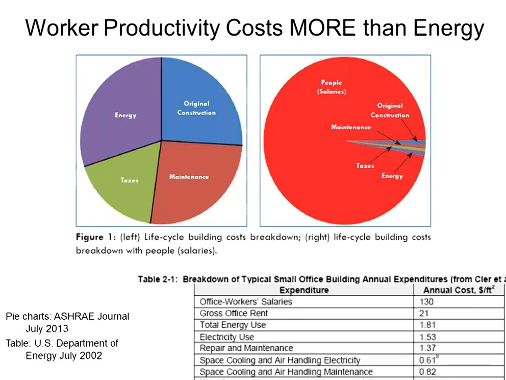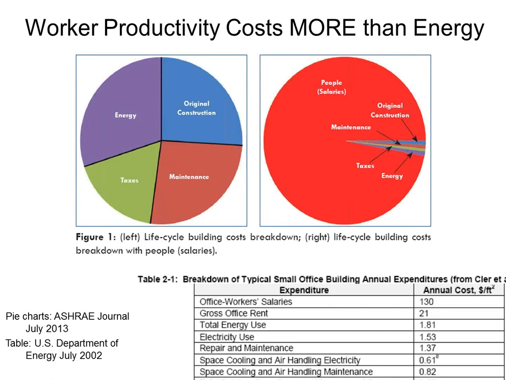We want to save a lot of energy and improve humidity and all that great stuff, but what I don't want to do is make occupants unhappy, right? On the left, you guys have all seen this kind of chart. The blue is the original construction cost of the building. The purple is the energy costs. The pink is the maintenance costs. But when I add the people costs, the salaries and everything in red on the right-hand graph, all that other stuff smushes down to a little wedge. People are the most expensive thing in a building.